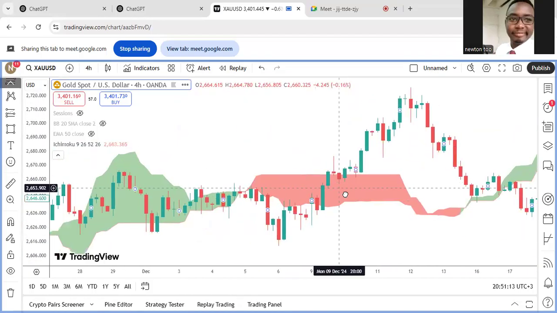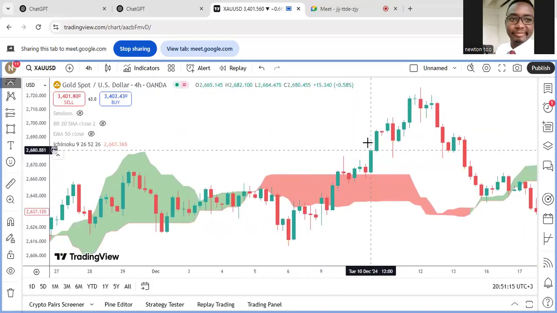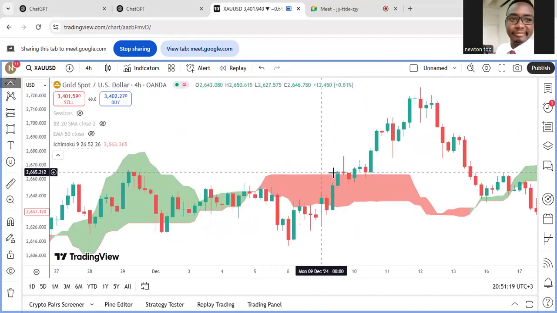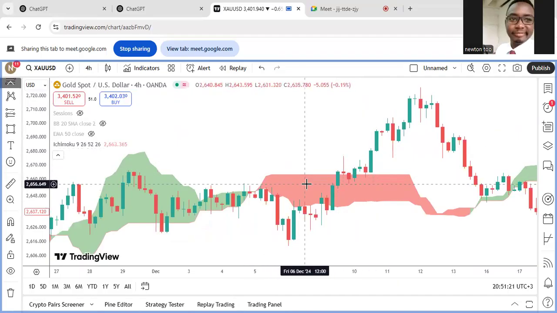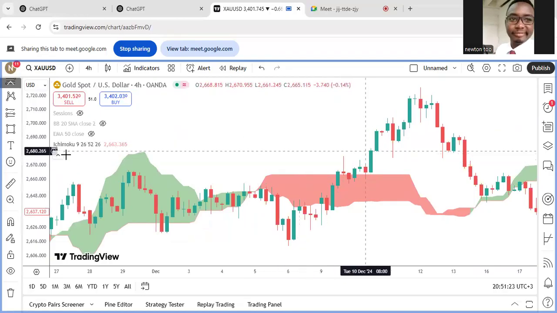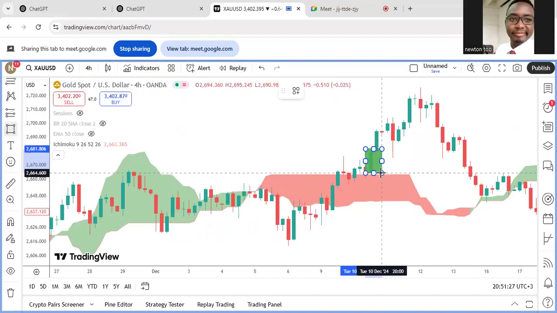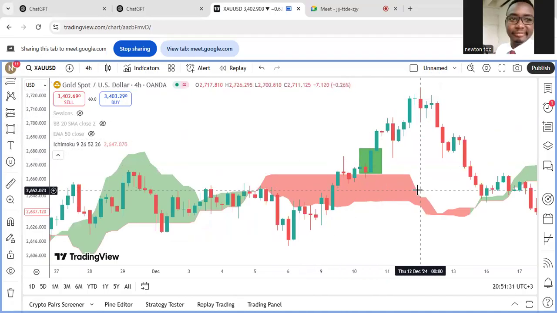Again, here, the market went up. Bullish engulfing again. You can see this one above the cloud. It's a bullish engulfing. See this one? So this would be your entry here, because it's above the cloud, and we are entering with a confirmation candle.